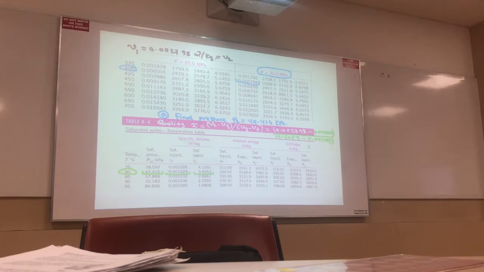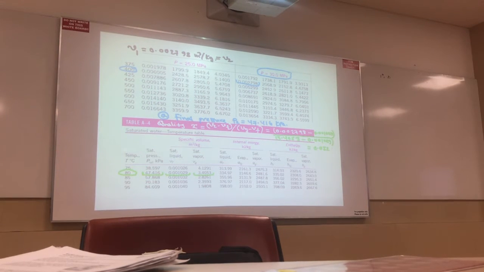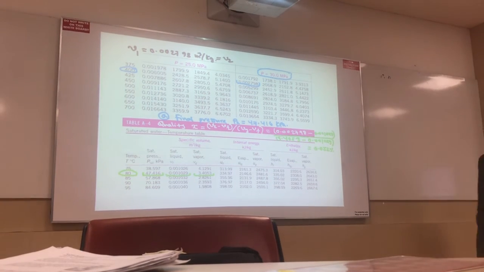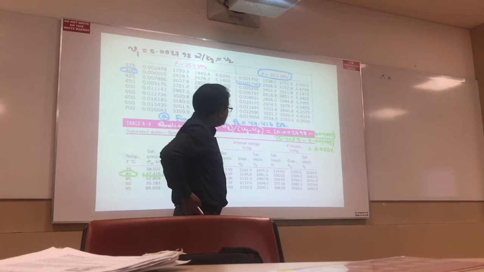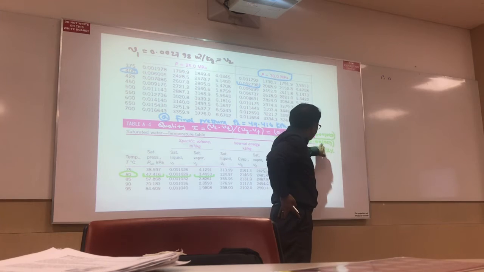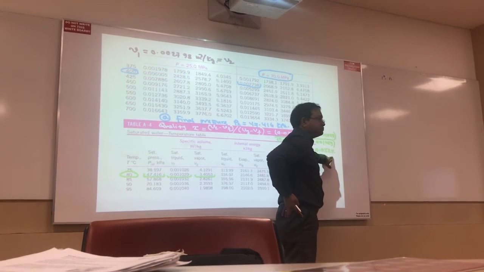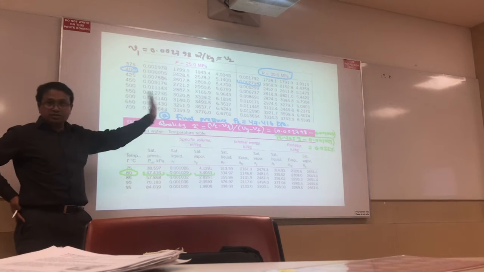What is the answer? Answer I get 0.052. Multiply by 100, right? Then I can get this value. So this is Vf, this is Vg. So V2 minus Vf and Vg minus Vf, by this is the quality. So I can find the quality. My first question is solved, right?